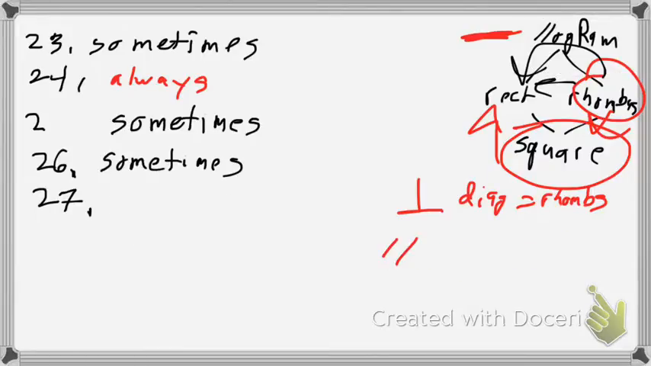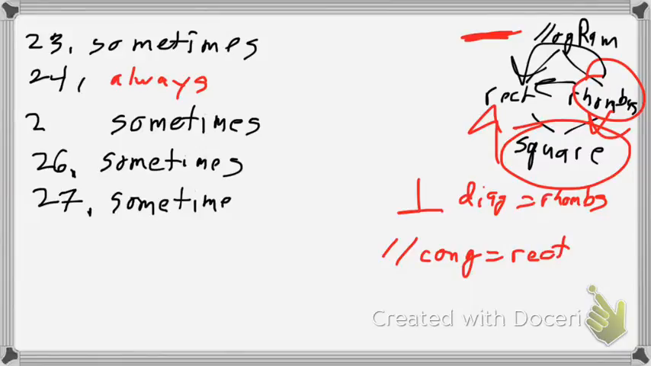27, the diagonals of a parallelogram are congruent. This is kind of the flip of 26, because instead of a rhombus, we're now talking about rectangles. Rectangles have congruent diagonals. All rectangles are parallelograms, not all parallelograms are rectangles. So we go sometimes.